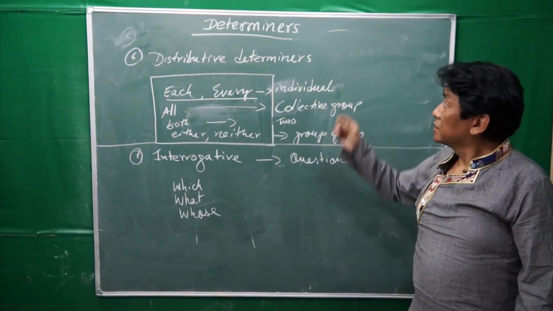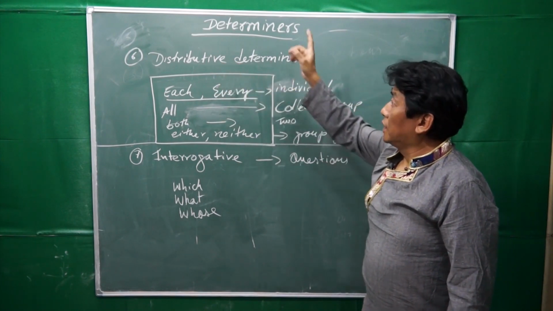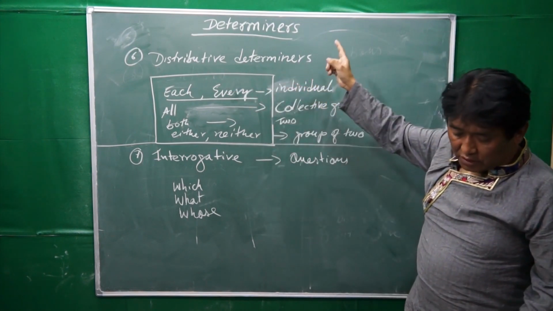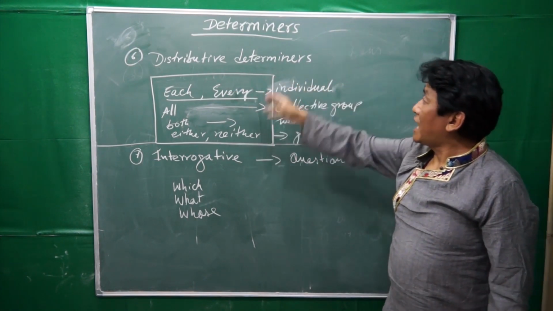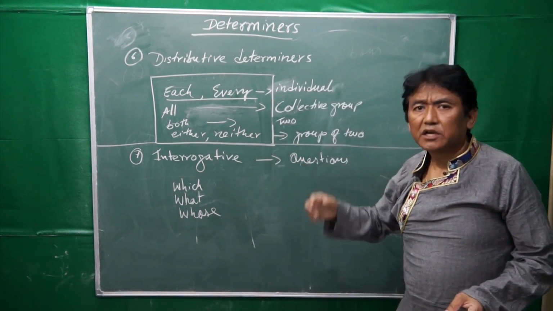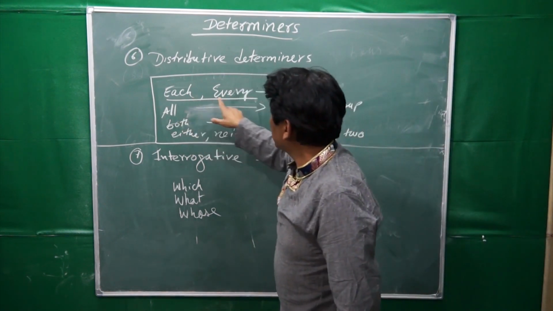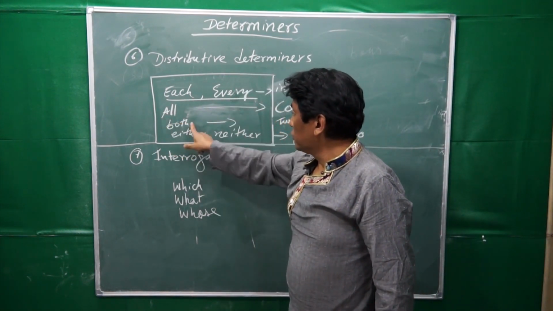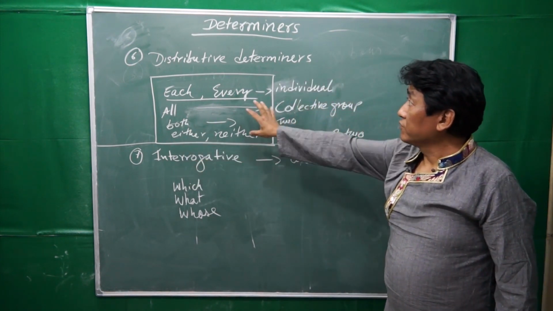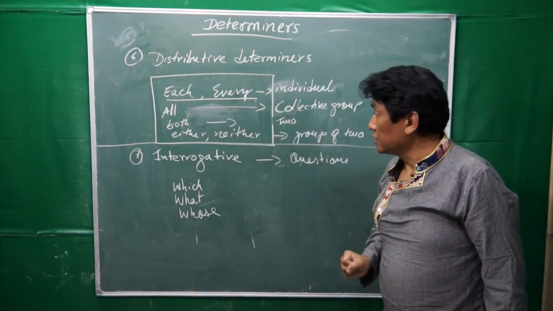The next determiner is distributive determiners. It's number 6. And distributive determiners give information about a noun, and they may refer to a group or individuals in a group. Look at this: each, every, all, both, either, neither. These all are examples of distributive determiners. This you can use in front of a noun.